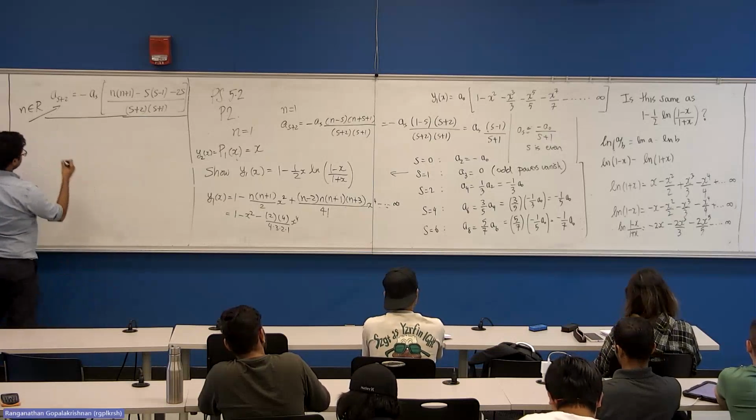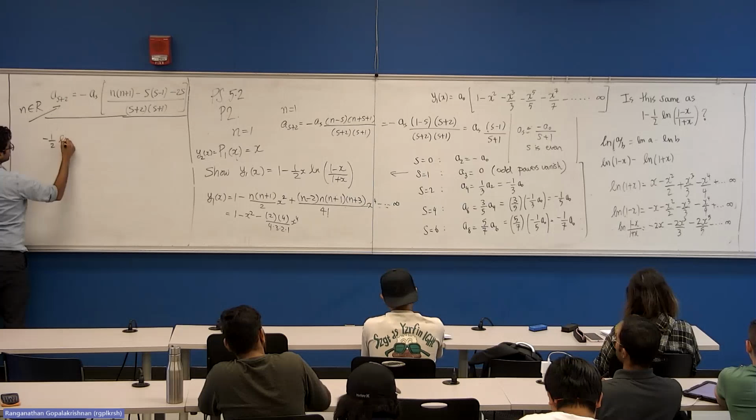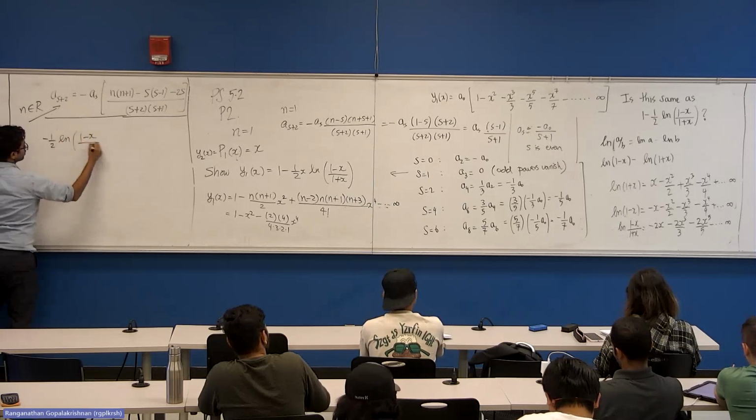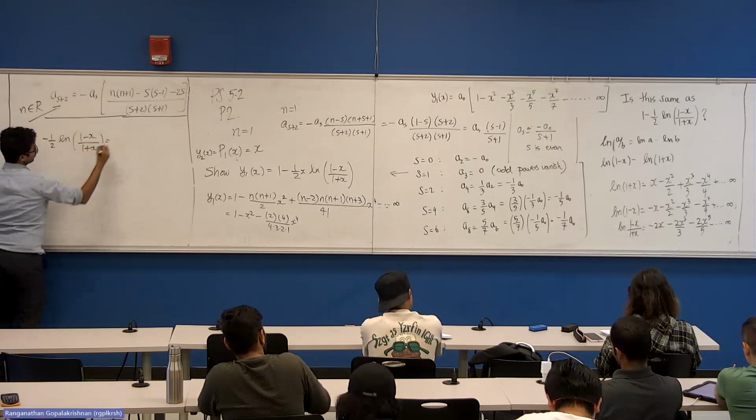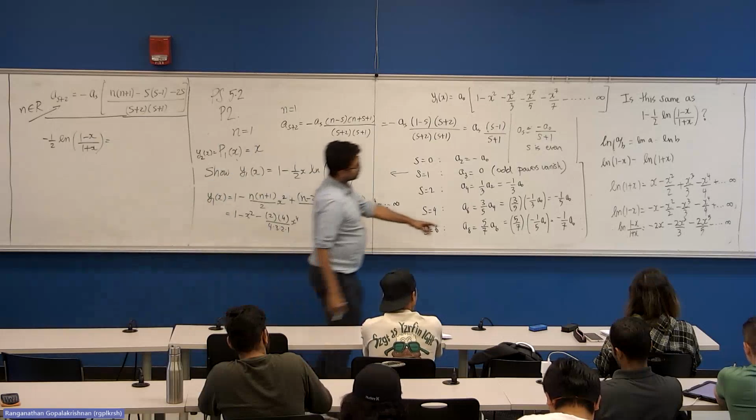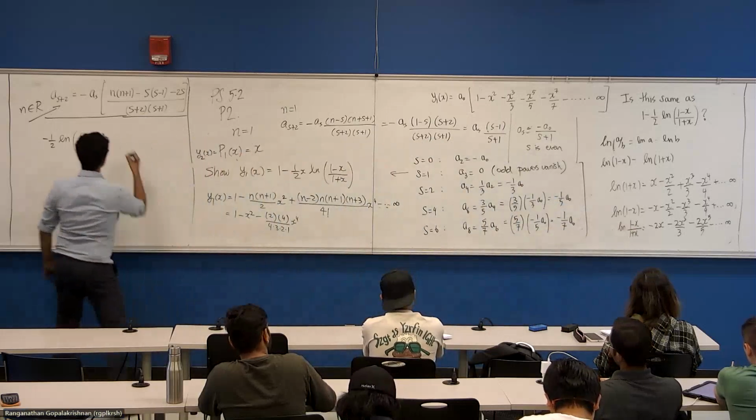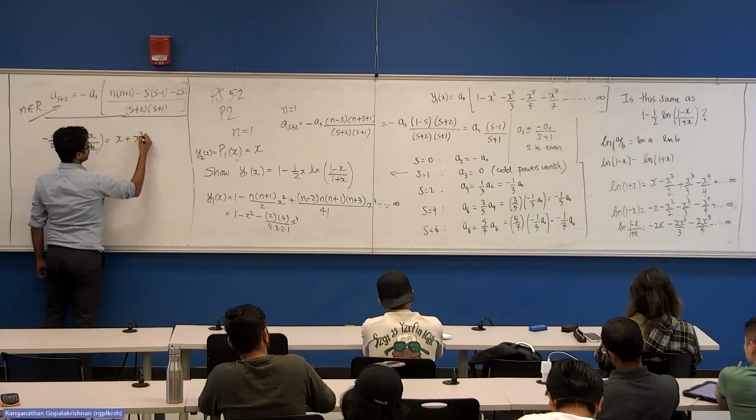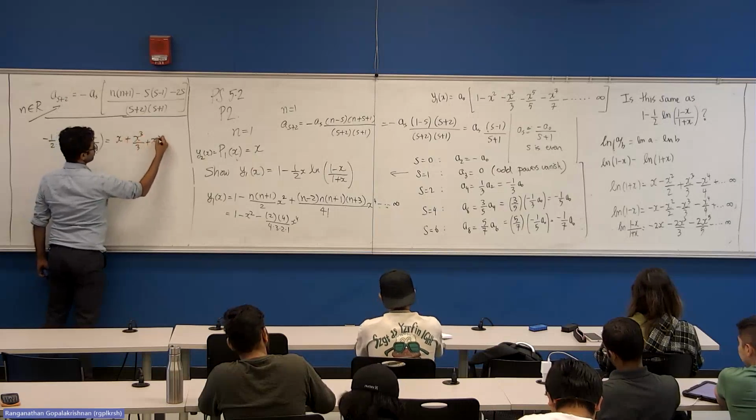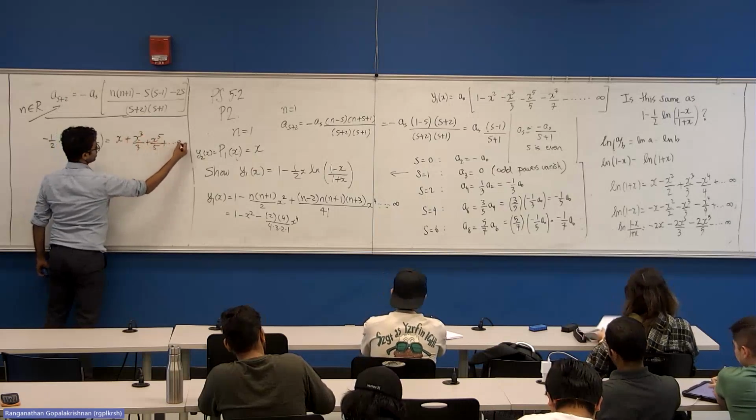So I need minus half times ln of 1 minus x over 1 plus x. So I'm just going to multiply the right side also by minus half, which is going to leave me with x plus x cube over 3 plus x fifth over 5 and so on.